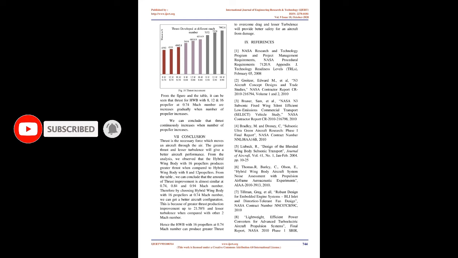Conclusion. Thrust is the necessary force which moves an aircraft through the air. The greater thrust and lesser turbulence will give a better aircraft performance. From the analysis, we observed that the hybrid wing body with 16 propellers produces greater thrust when compared to the hybrid wing body with 8 and 12 propellers.